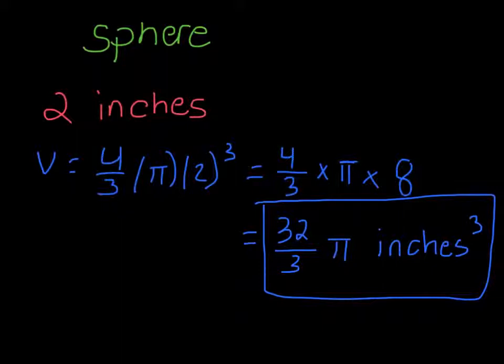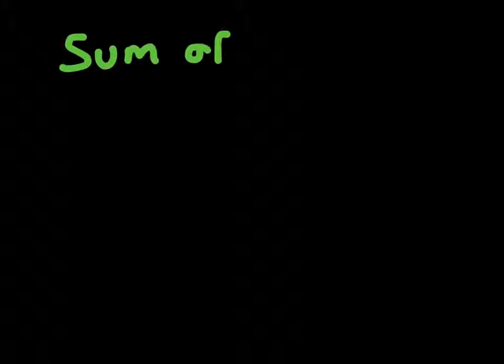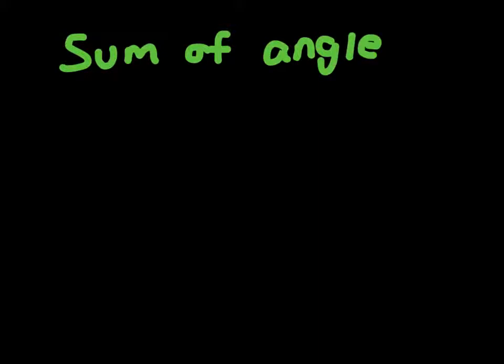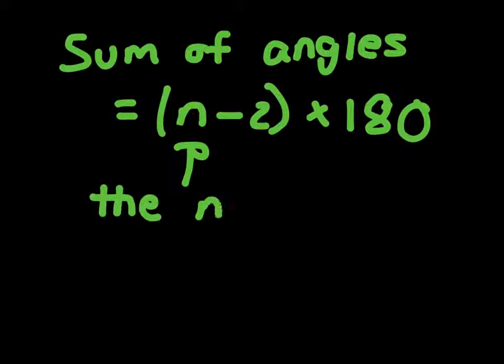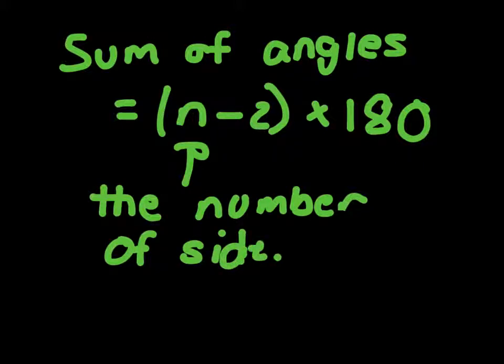Now let's go on to another equation. So our next equation is the sum of angles of any shape. So that equation is sum of angles is equal to n minus 2 times 180, where n is the number of sides. So what this gives you is the sum of the internal angles of any shape.